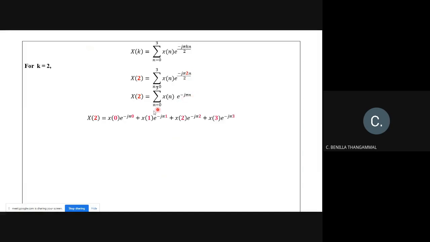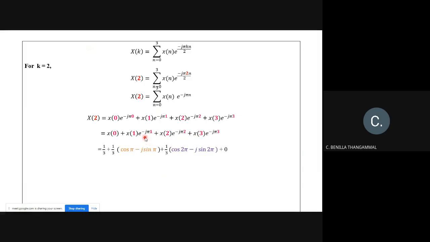Now I have to expand this summation by substituting your n value as 0, 1, 2, 3. After this, I'll be getting x of 0 e power 0, which is 1, then x of 1 into e power minus j pi, x of 2 into e power minus j 2 pi, plus x of 3 e power minus j 3 pi.